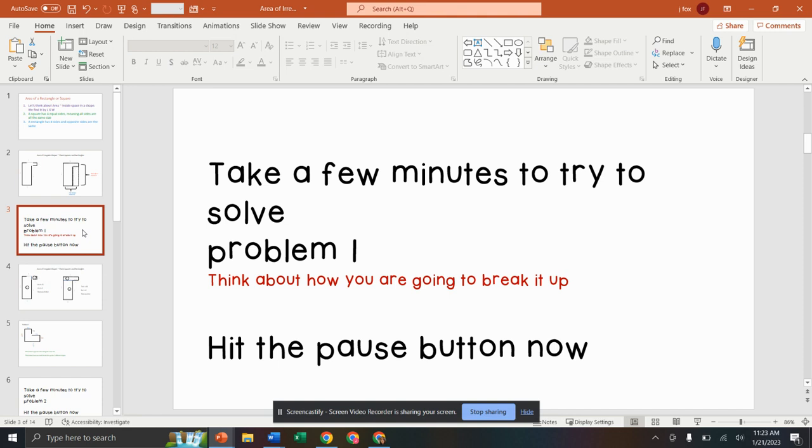Think about how you're going to break it up. Hit the pause button and work on that problem. And when you're done, come back and see how you did, okay?